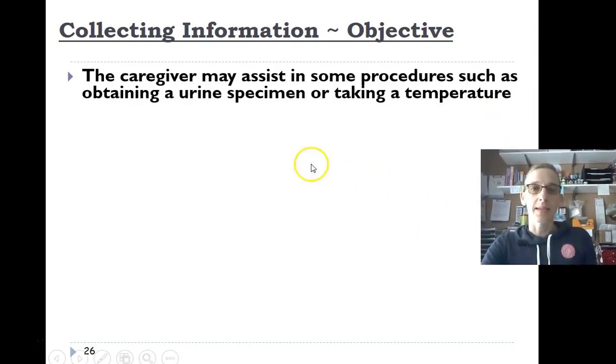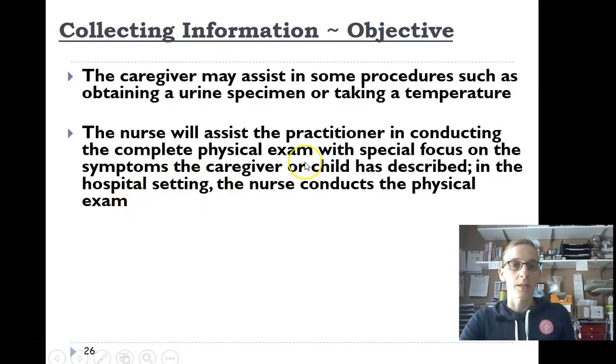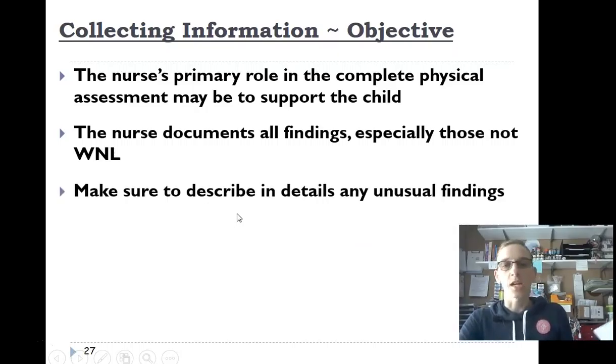All right, so the caregiver may assist in some procedures, such as obtaining a urine sample or taking a temperature. Children will scream bloody murder over a temperature. The nurse assists the practitioner in conducting the physical exam with special focus on the symptoms the caregiver or child has described. All right, the child can sit on the parent's lap, remember. The nurse's primary role is to support the child. So the nurse documents all findings, especially those findings that are not within normal limits.